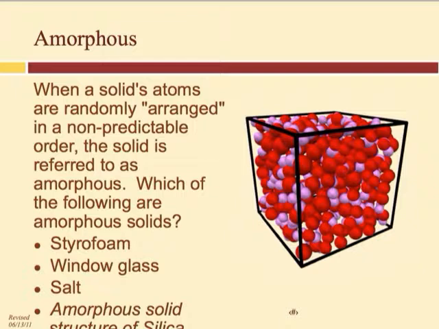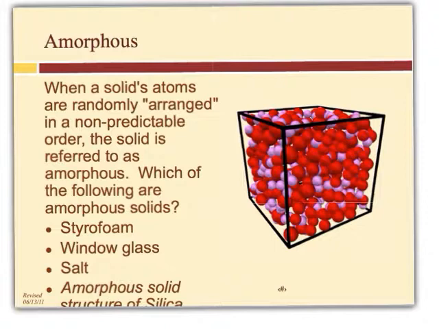When a solid's atoms are arranged randomly and it's non-predictable, that means it's an amorphous material. Like styrofoam, window glass is probably amorphous, right? Is salt amorphous? No. What else is in here? Okay, so this is a cartoon of what an amorphous material might look like.